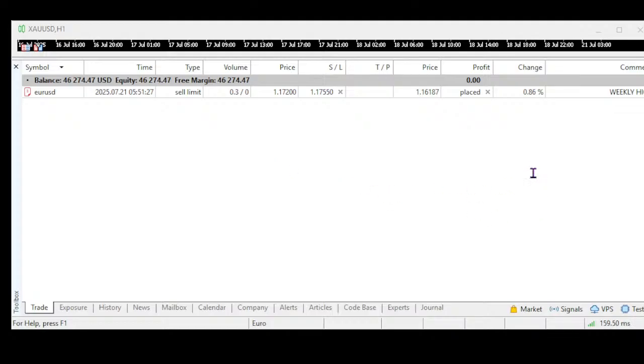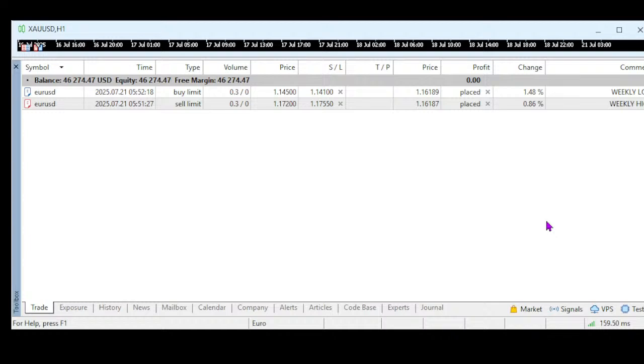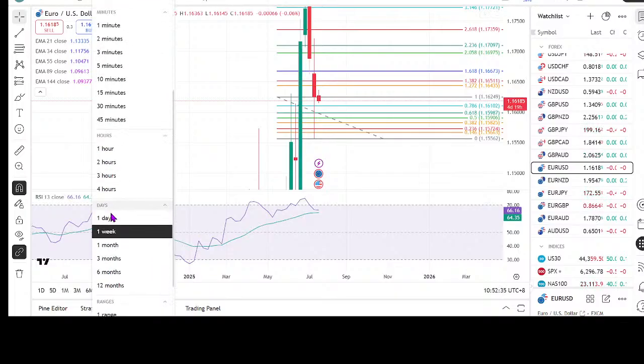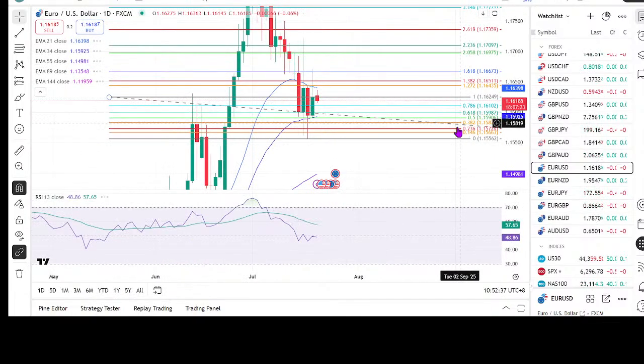So we have two orders. This is a weekly low and weekly high. These are the targets we are expecting, so we need to play the game with those targets in mind. So let's start off with the daily.